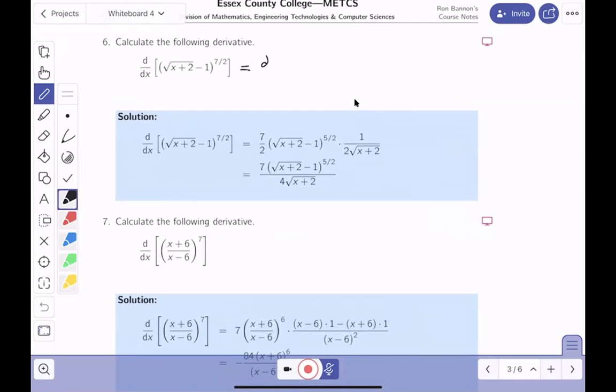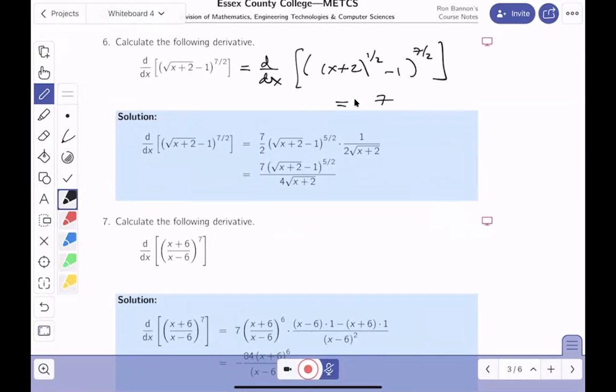And this is going to be d dx. And I'm going to write it as, let's see, it looks like I'm going to want to take the derivative of, well, this is going to be x plus 2 to the 1/2 power minus 1, the whole thing raised to the 7 halves. All right, let's write the derivative down.